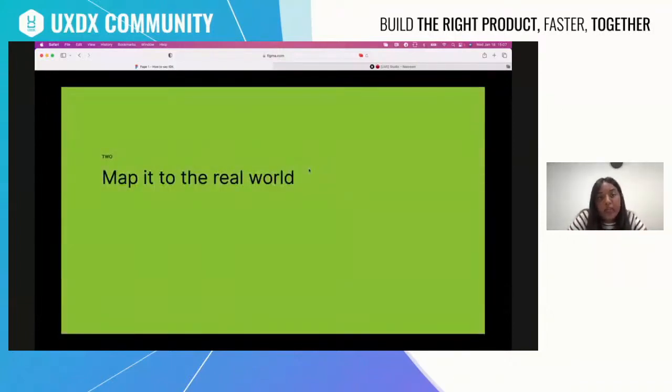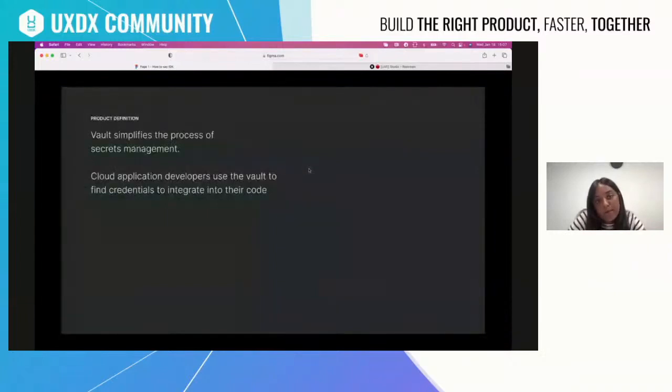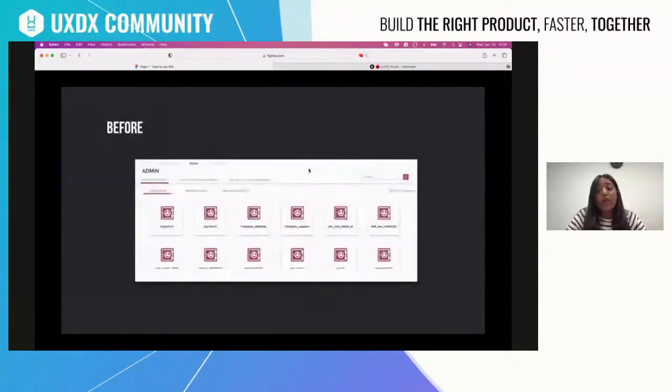The second thing that I do is try to map it to the real world. For example, with T-Vault: T-Vault simplifies the process of secrets management. Cloud application developers use it to find credentials from that service to integrate back into their code. But this is very hard to wrap your head around. And if I'm going to be designing it for people, I need to be able to understand it. So how do developers really use it? They go into this website and search for keys, and they click on it and check if it's the right key, and then they copy it and put it back into their code.